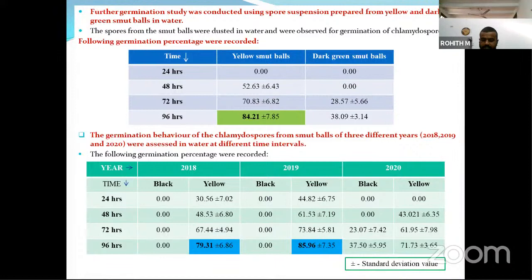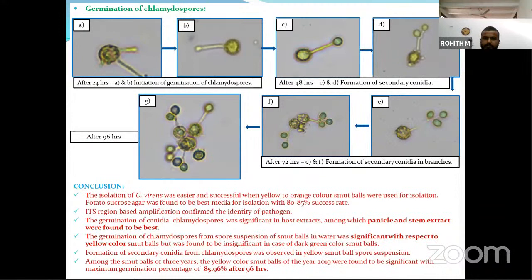Whereas in case of the dark green smut balls, there was no initiation of germination in spore suspension of smut balls of year 2018 or 2019, but the smut ball samples of the year 2020 showed germination after 72 hours. In the figure, we can see the progress of germination of chlamydospores. In figures A and B, that is after 24 hours of germination, we can see the initiation of germination by formation of a germ tube. And after 48 hours in figures C and D, we can see the formation of secondary conidia-like structures. And after 72 hours, the number of secondary conidia increased, up to 3 in number.